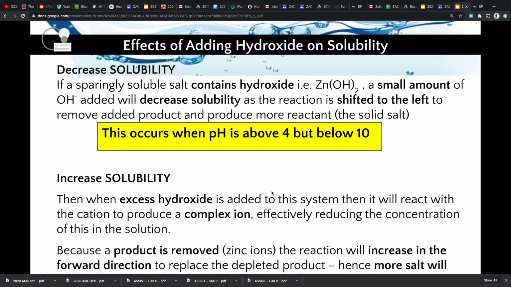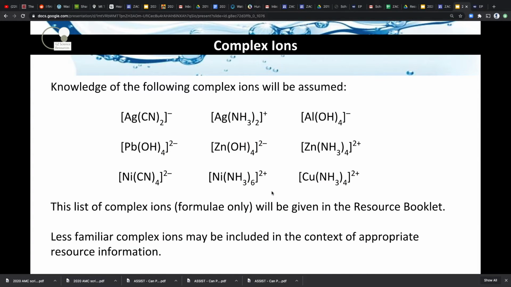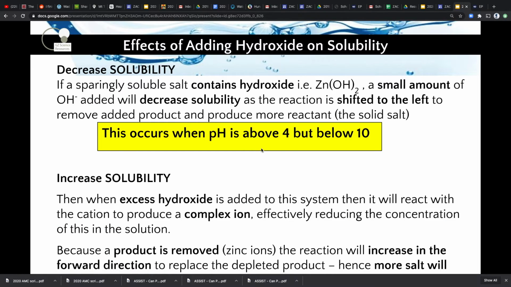That's because if you look carefully at the slide, zinc hydroxide, if we react with enough free-flowing hydroxide ions in solution, we actually form a complex ion that's soluble because it's an ion, it dissolves. So if we overload the system, at really high pH with lots of hydroxide ions present, it forms a complex ion, and more will dissolve as a result. Because zinc ions are being removed as we add hydroxide to form the complex ion, solubility will increase in the forward direction to replace that product.